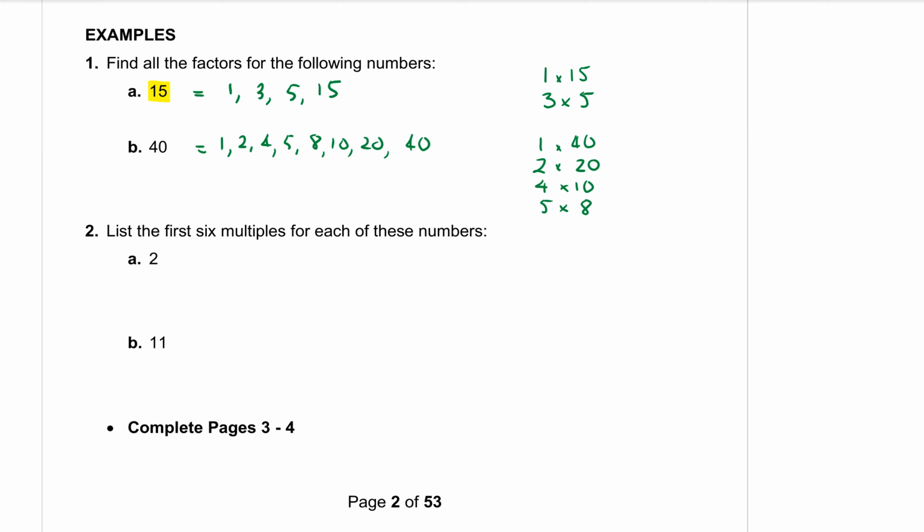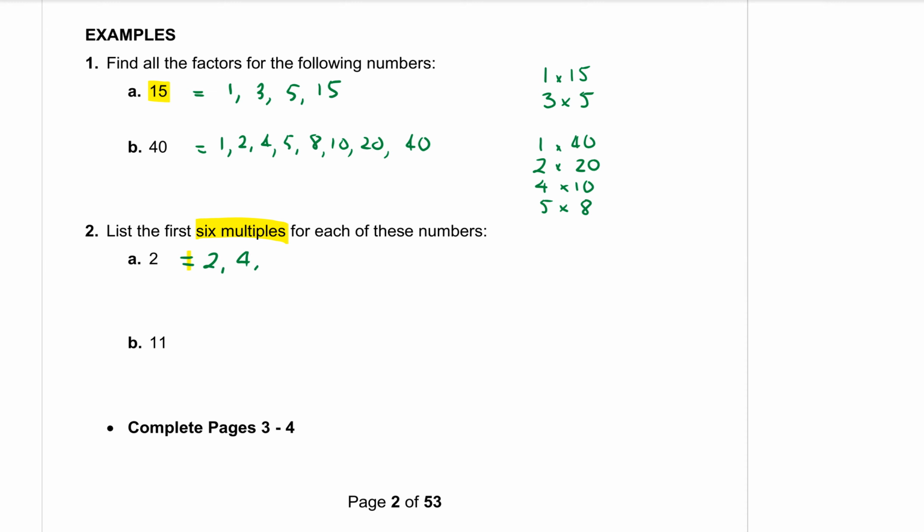Question 2, we want to find multiples. It says find 6 multiples for each of these numbers. Remember that multiples are your times tables. So I want my first 6 times tables for 2 times tables. So you go 2 times 1 is 2, so that's my first one. 2 times 2 is 4.